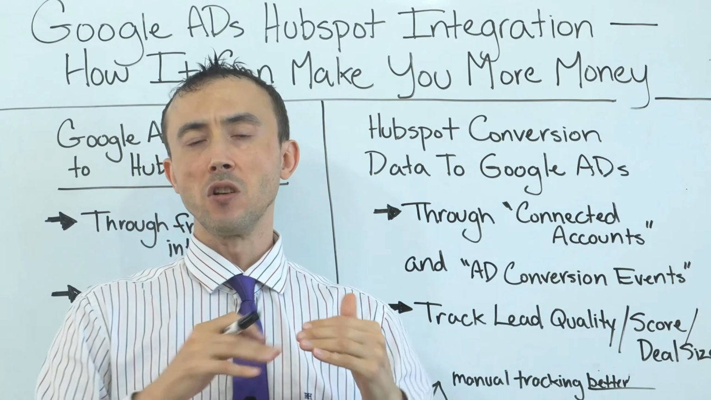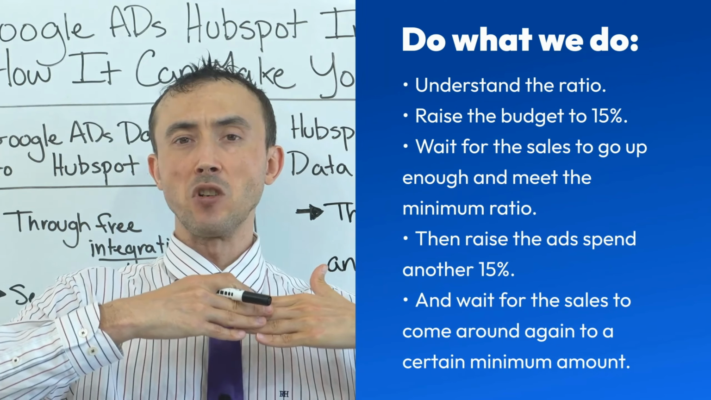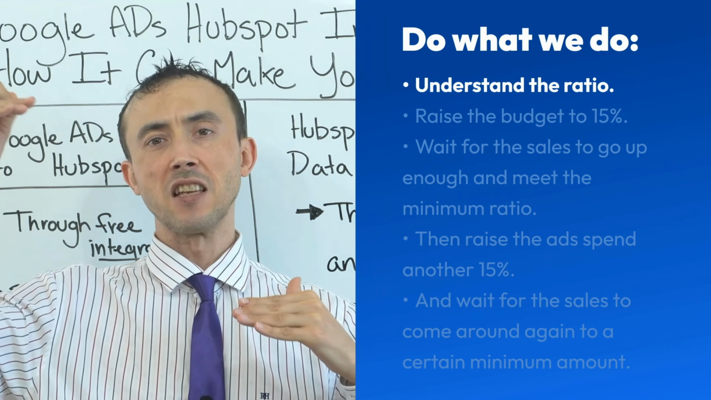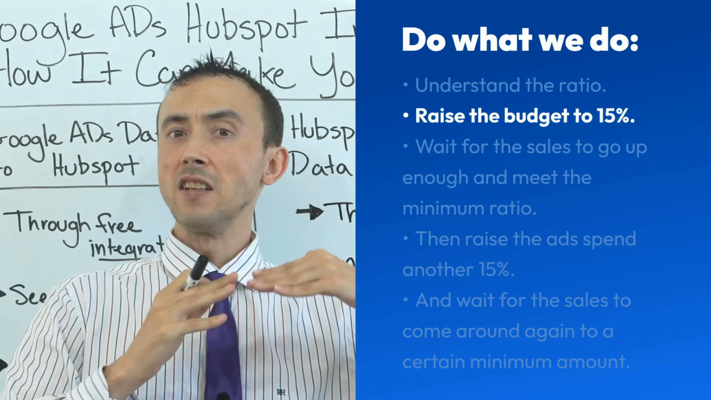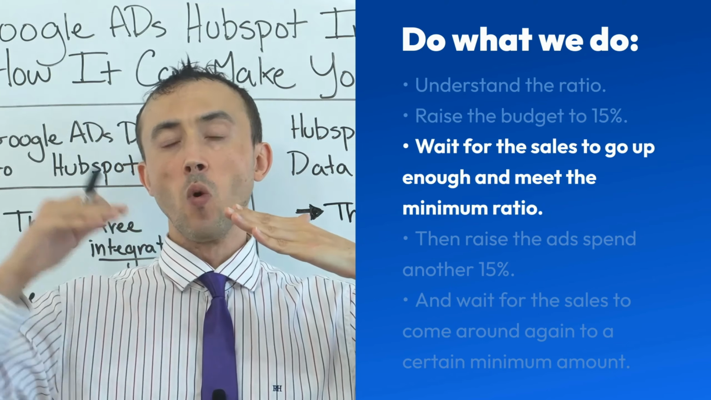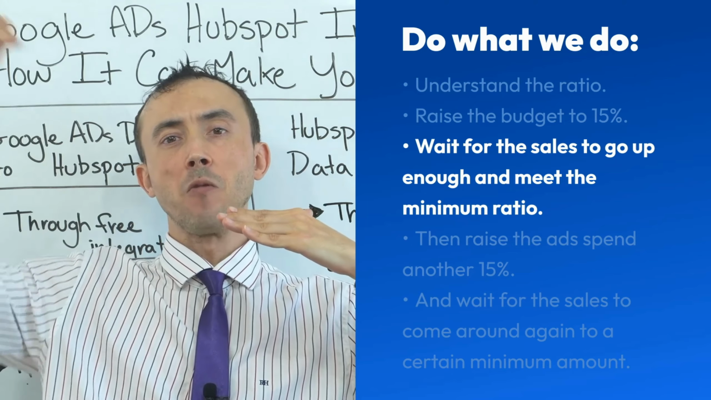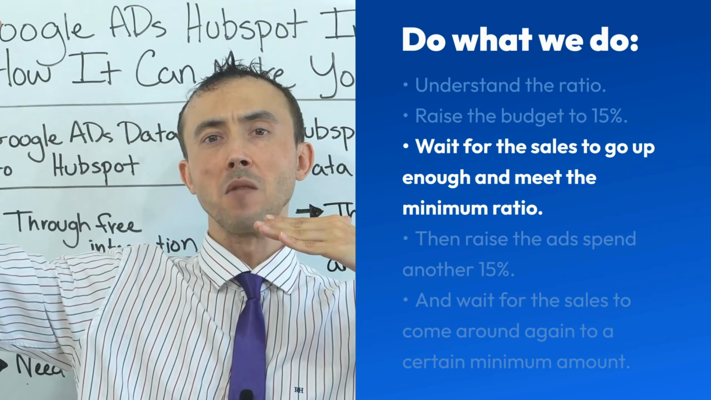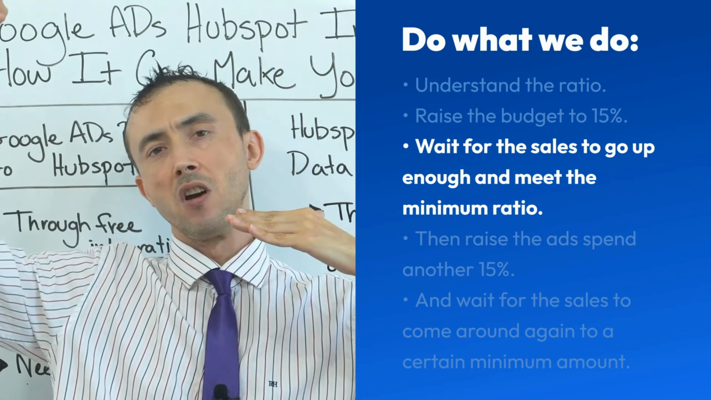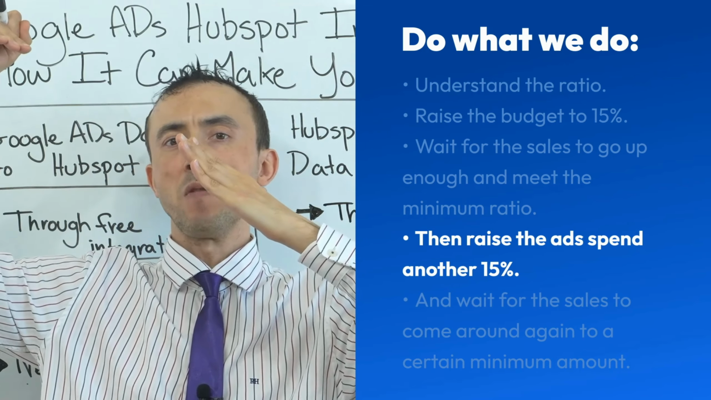But you could do what we do when we are going to scale an ad campaign, which is to understand what that ratio is of sales to ad spend that we need to see inside our HubSpot account. Raise the budget that we're willing to spend on Google by 15%. Wait for the sales to go up enough to where we have met our minimum ratio that we're looking for, our ROI ratio or ROAS ratio of revenue to ad spend again. Then raise the ad spend another 15%.